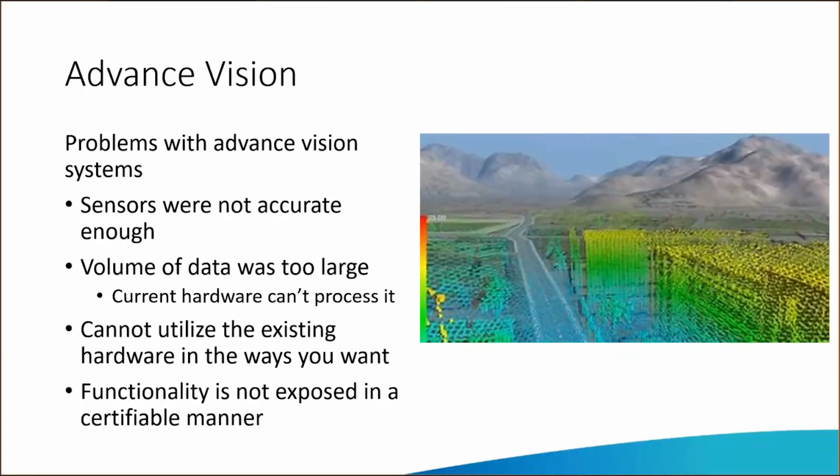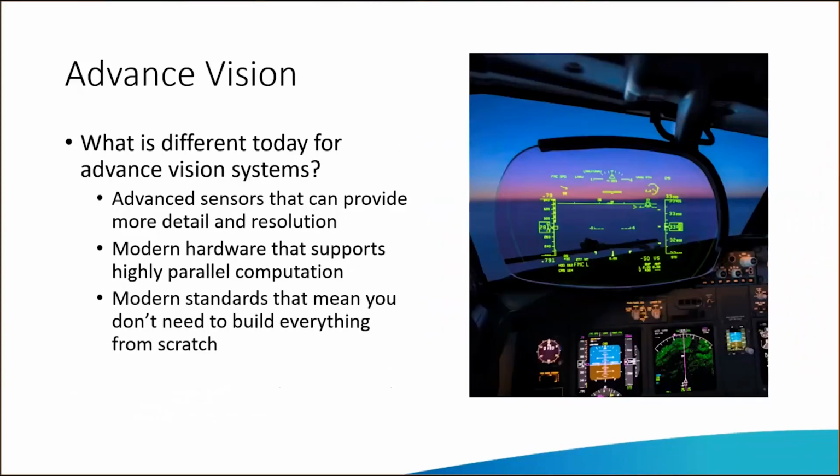And so what's different today that would allow us to do that? Well, there's advanced sensor technology that can provide more detail, more resolution in smaller spaces using smaller amounts of power. Modern hardware that supports highly parallel computation that is available in ruggedized form factors that does have DO-254 certification, and then does have software support for DO-178 certification. And there's modern standards that mean you don't need to build everything from scratch. The standards simplify the certification process. So all of these things are working together today to make building advanced vision systems a reality.